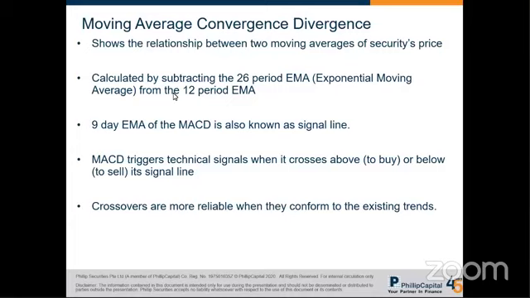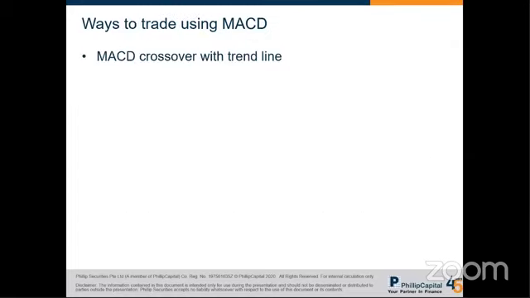It's calculated by subtracting the 26 period EMA from the 12 period EMA. Then there's also a 9 EMA of the MACD, known as the signal line. So MACD will help you trigger a signal when it crosses above to buy or below to sell. Crossovers are more reliable when they conform to the existing trend. Let's say it's an upward trend, we prefer to trade with the trend, MACD crossing upward. If it's a downward trend, the MACD crossing downward. So there are different ways of trading MACD: crossover with trend line, and MACD divergence, these two ways.